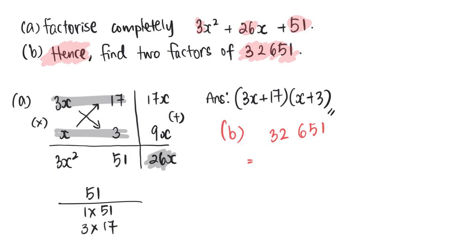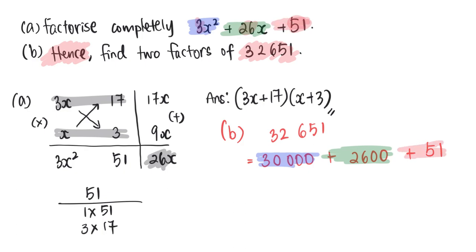I'm going to rewrite this as 30,000 plus 2,600 plus 51. And then, I hope you are seeing something. Now, yep, Mr. Tan is trying to make sure that it looks like part A.